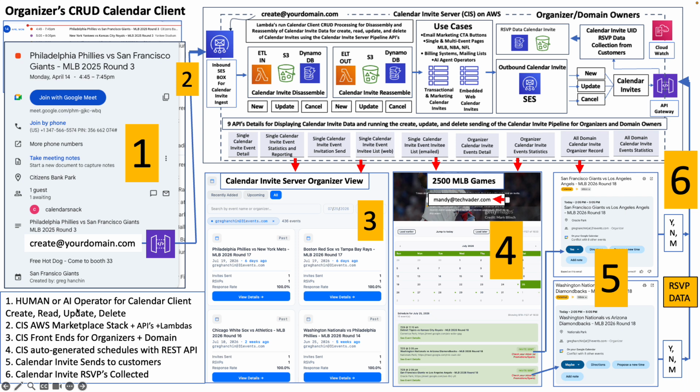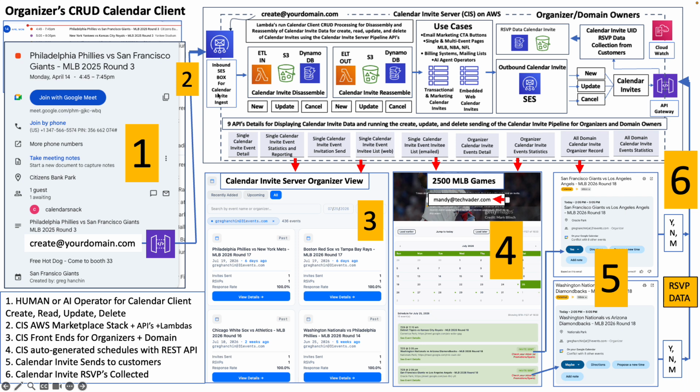So as I move from number one to number two, the number two stack here, if we look at it all encompassing, is our AWS stack for the AWS Marketplace. It is a set of APIs and Lambda functions that build out the calendar invite server pipeline. That pipeline has trigger and display APIs.